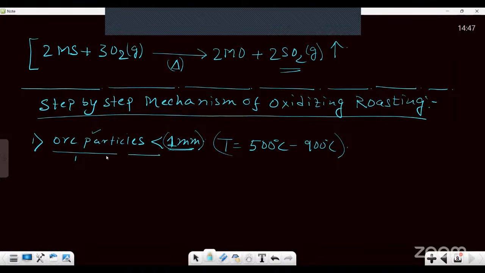Now take the example of a metal sulfide. Suppose this is the ore, one particle of metal sulfide, and there is oxygen everywhere. At high temperature, the oxygen comes in contact with the metal sulfide, and obviously the reaction takes place first at the surface. The oxygen diffuses at the surface, reacts, and converts it into metal oxide. So the surface now becomes metal oxide, MO. Eventually, my metal sulfide is going to shrink in size.